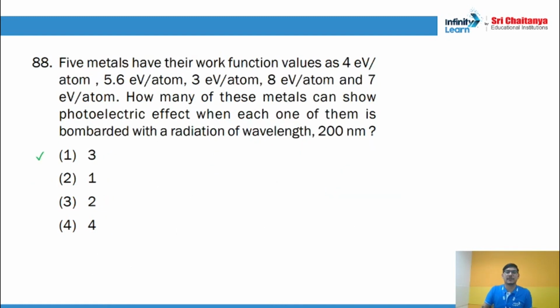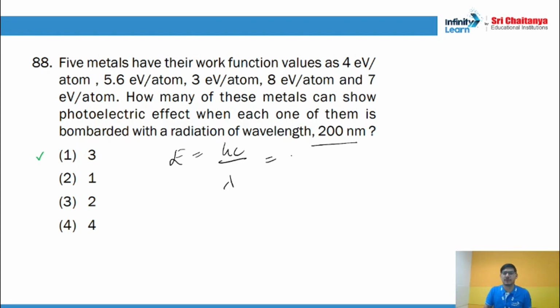5 metals have the work function as these. How many of these metals can show photoelectric effect when each of them is bombarded with a radiation of 200 nanometer? So basically we have to find out the energy in electron volt, right? We know that only those photons which have energy at least equal to the work function, only they can eject electron from the metal surface. So this is hc by lambda.